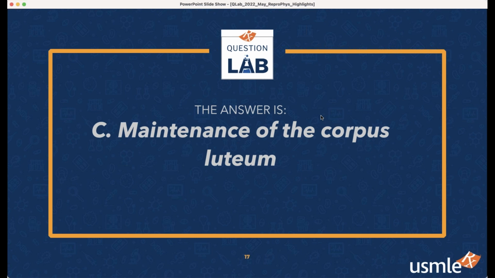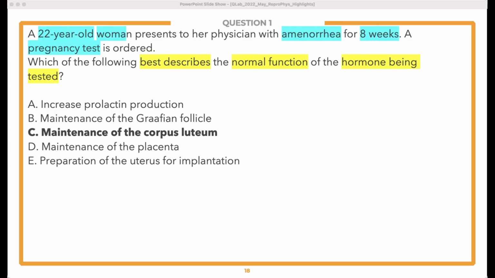So nice work. If you didn't get it right, that's okay. Pars is going to be here to walk you through it. Pars. Thank you, Jeff. Yeah, so let's take a look at this question. So maintenance of the corpus luteum, okay?